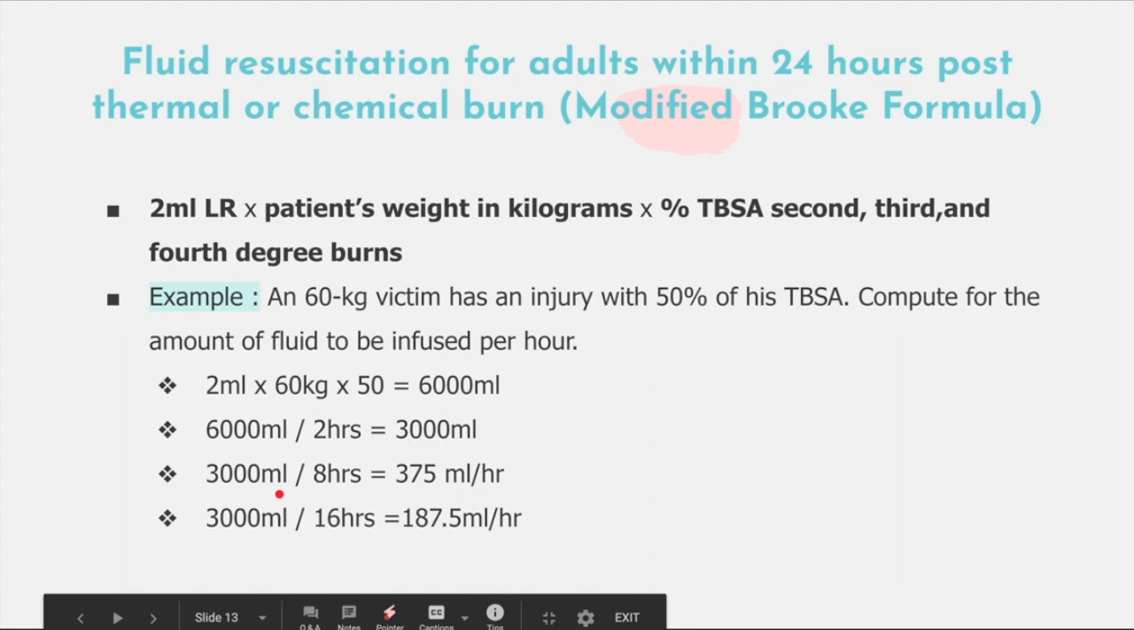Next, if you're trying to determine the ml per hour for the next 16 hours, you will just divide the 3,000 ml by 16 hours. So 3,000 divided by 16 hours will then be 187.5 ml per hour. This is the amount given for the next 16 hours.